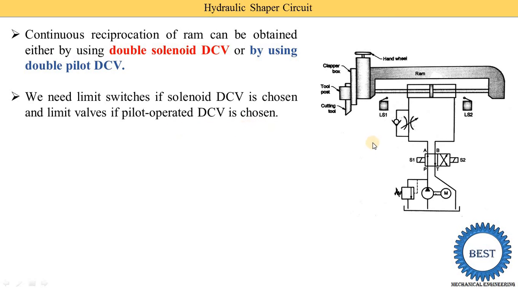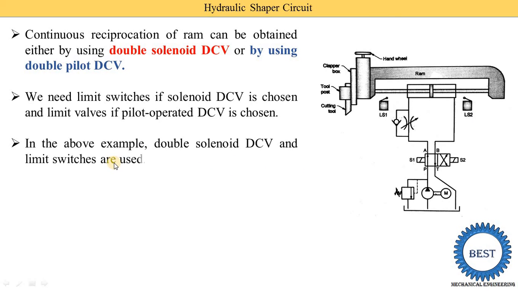Pilot operated DCV means some oil is drained from some component and it is supplied to the directional control valve, and the position of the directional control valve is changed. The limit valve is also one type of directional control valve; in that we use 3x2 directional control valves as the limit valves. But for simplification, here we use the solenoid operated directional control valves, and here two solenoids are there. That's why we need to use the two limit switches LS1 and LS2.